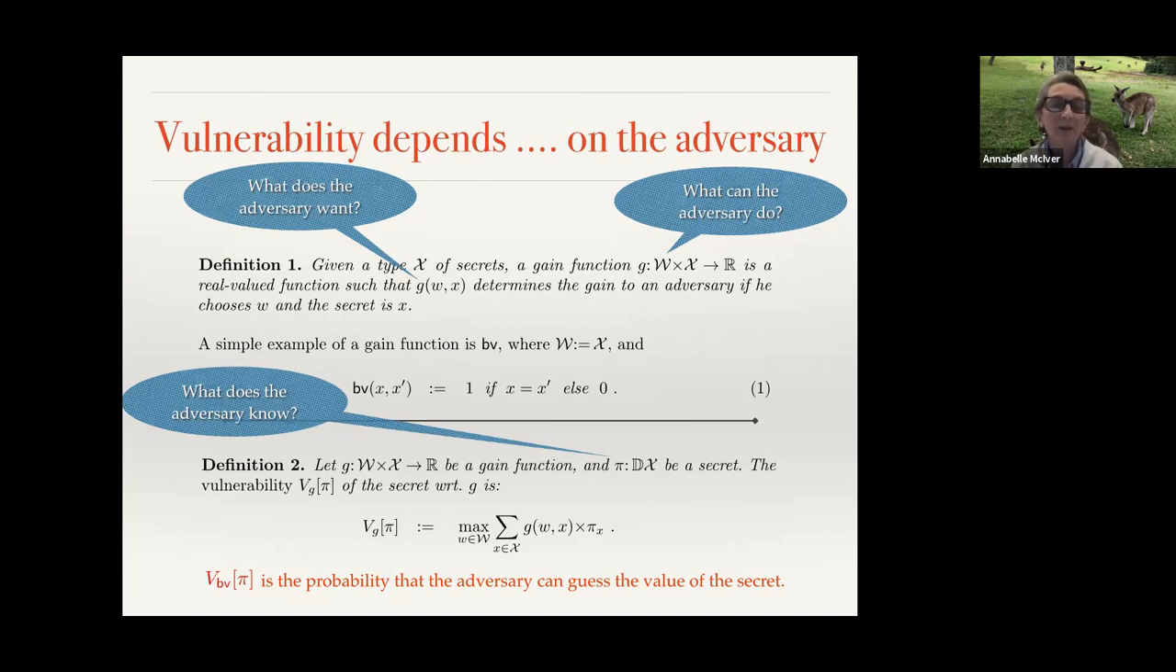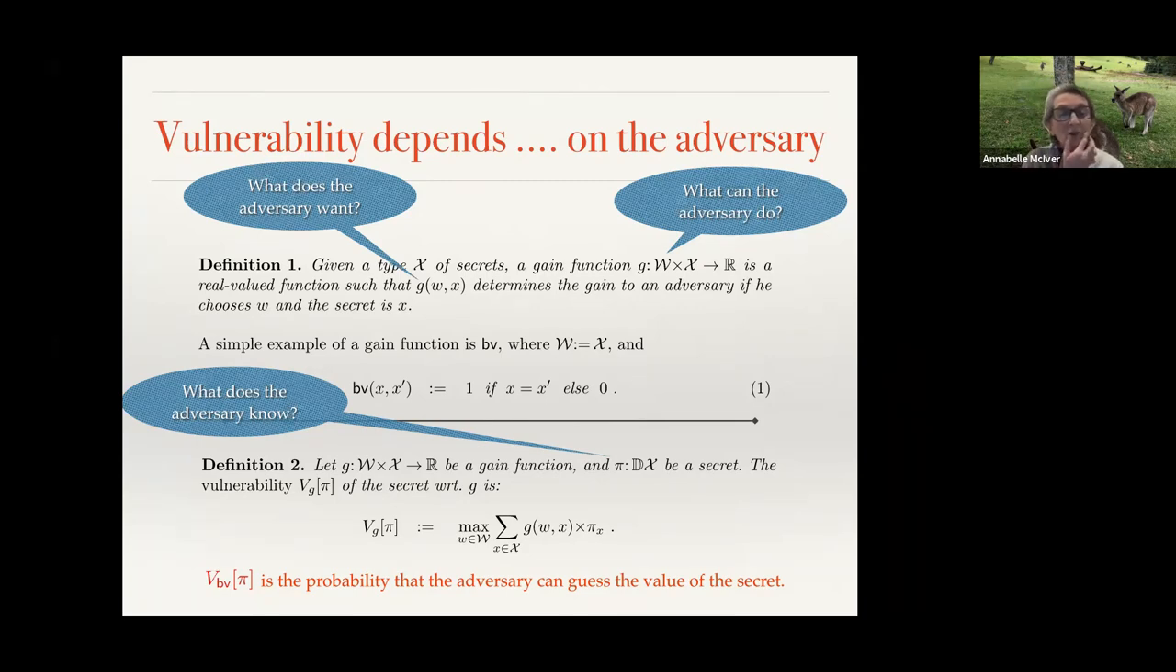A very simple example of a gain function is Bayes vulnerability. This models an adversary that actually wants to guess the secret. So the set of actions is the same as the set of secrets, because each one corresponds to a guess. For example, the adversary would have all the possible passwords available, and each guess would be password 1, 2, 3, 4, 5, 6, 7, or some other password. So BV(W, X) is 1 if the adversary guesses that the password is X and the password really does turn out to be X. Otherwise BV gives a reward of 0 to the adversary.